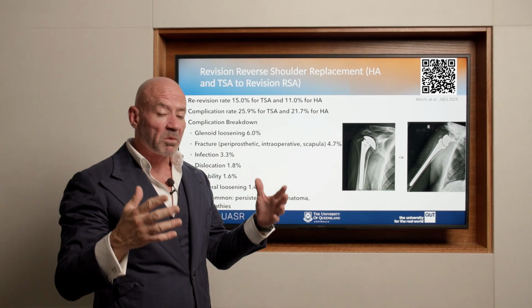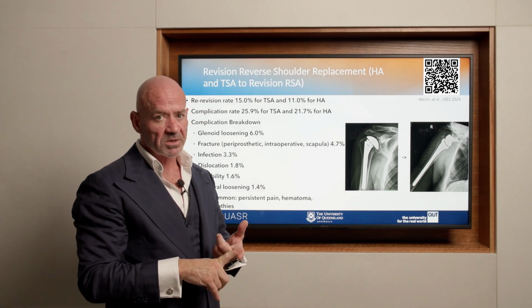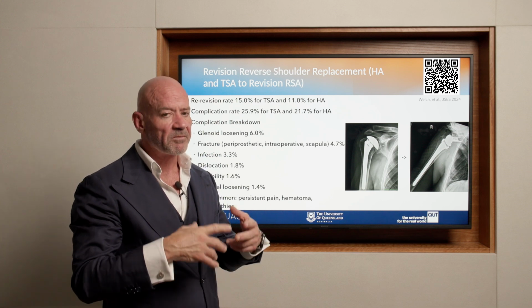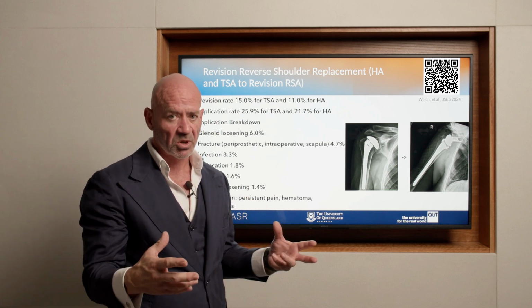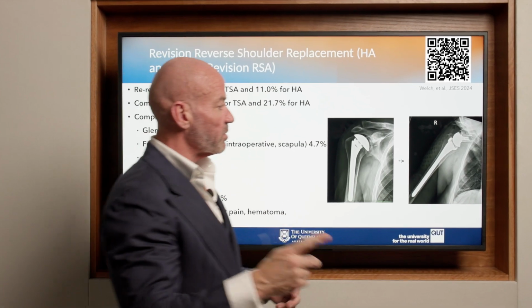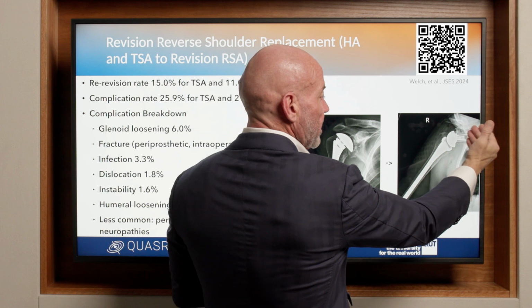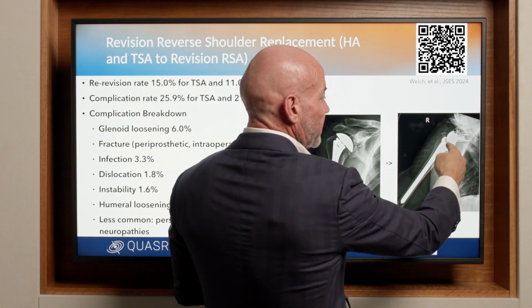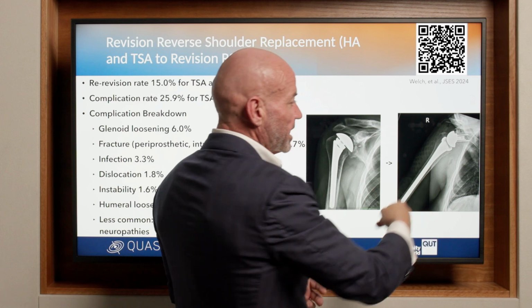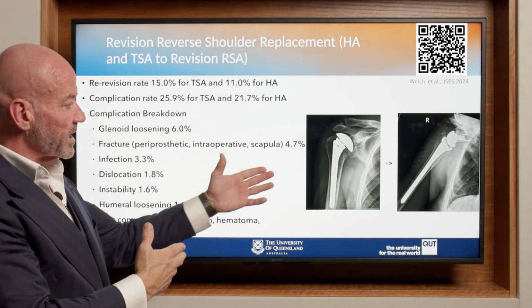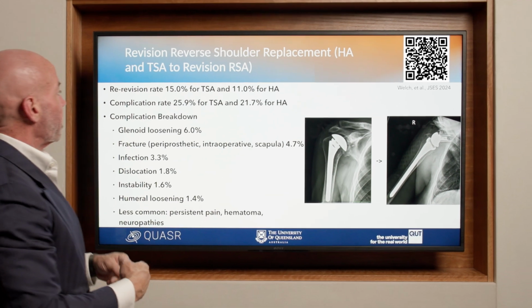So when we revise either of those two, an anatomic total shoulder replacement or a hemiarthroplasty, we will invariably revise it to a reverse shoulder replacement. It's called a reverse shoulder replacement because the ball and socket are reversed. You can see here the ball is now on the shoulder blade side, and the socket is now on the arm bone side. And that's one of my cases, and you can see we've taken this to the reverse. What are the risks of that?